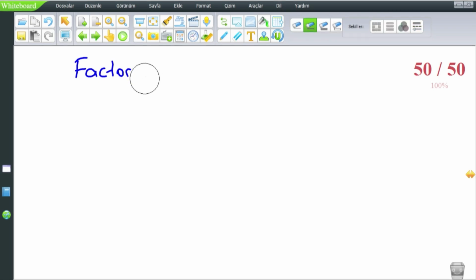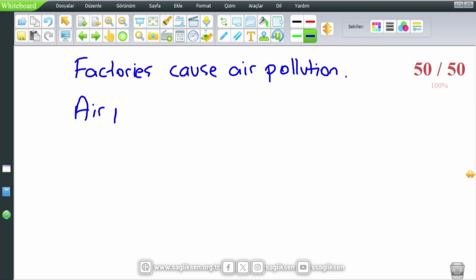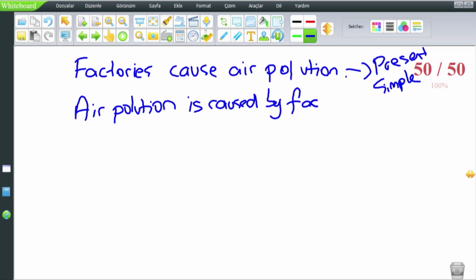Factories cause air pollution. What is my tense here? Present simple. Air pollution is caused by factories.